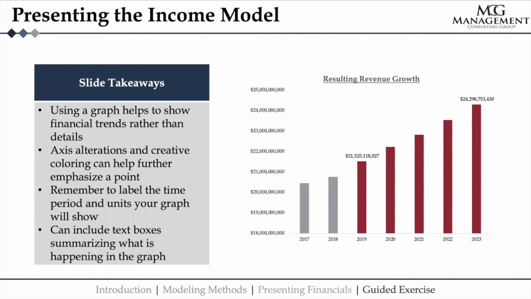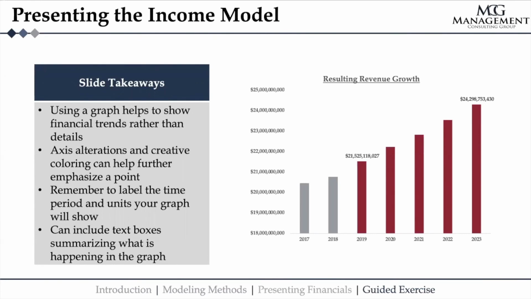Axis alterations and creative coloring can also help to emphasize this point. So, as I got at with the historical, you could tell 2017 and 2018 are historical because they're in a gray color, whereas the ones impacted by our recommendations are highlighted in red. So that shows a little bit more of the differentiation.